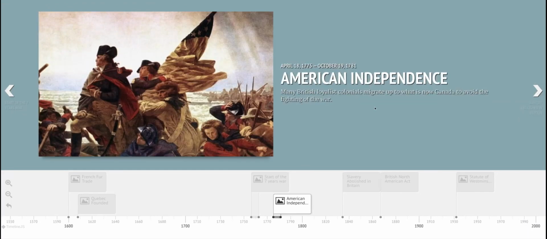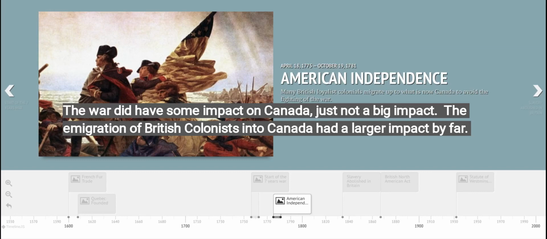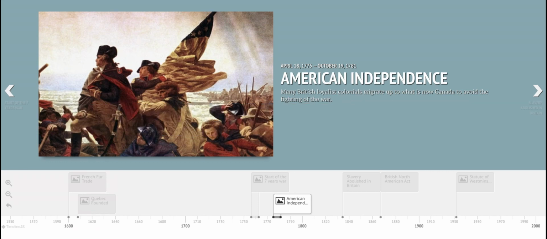And next up is the American Revolution. It's from April 18th, 1775 to October 19th, 1781. The war itself didn't directly impact Canada, but a lot of the people in the colonies at this time didn't want to fight for American independence. They remained loyal to Britain. They were known as British loyalists. And during this time, a lot of those British loyalists migrated up to now Canada to avoid fighting in the war or dealing with consequences of having to choose a side. So a lot of American colonials went up to Canada because of the American War of Independence.